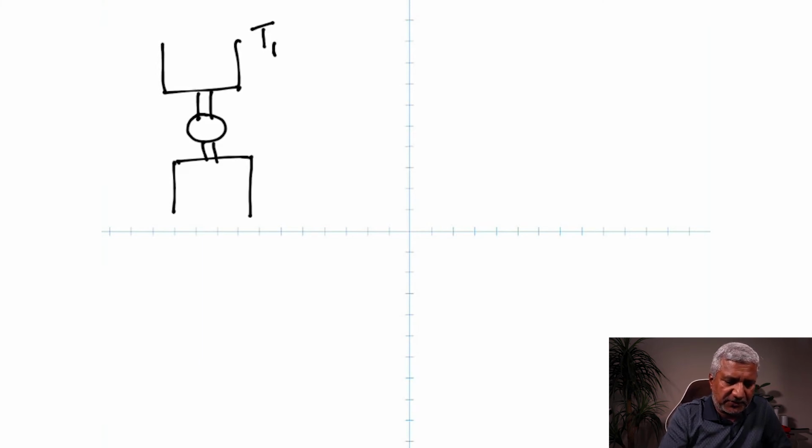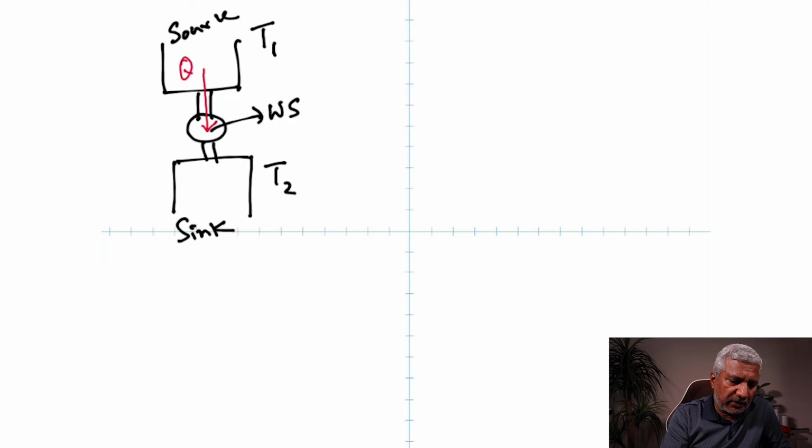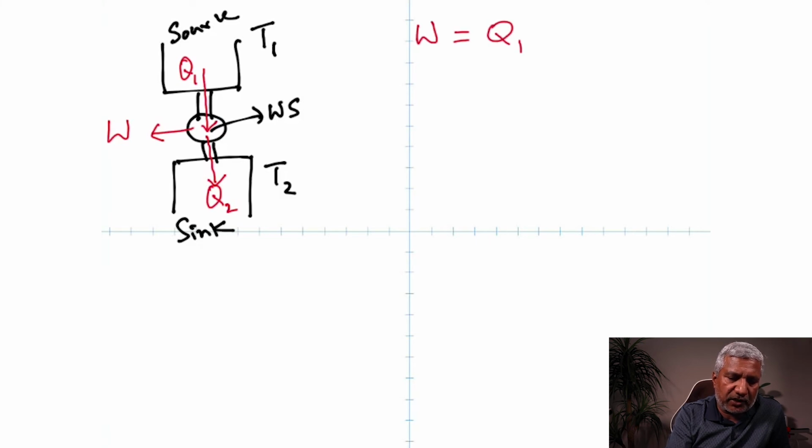Here it is. So you have a source, you have a sink, and you have something that can take that and give it out. So this is, I think your textbook calls it T1 and T2. I would have called it TH and TC, but anyways, T1 is the higher temperature because this is the source, this is the sink, and the working substance is here. So what happens is the working substance takes Q1 quantity of heat from the source, it absorbs it, and after it does work, it rejects the remaining Q2 to the sink. So if you were listening to me, you would really simply understand that work done is Q1 minus Q2.